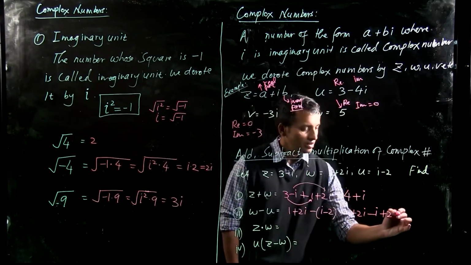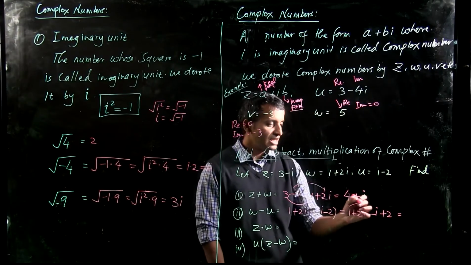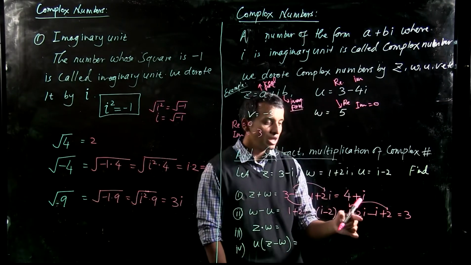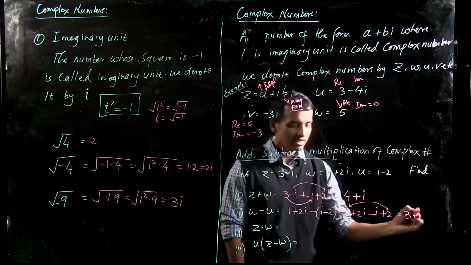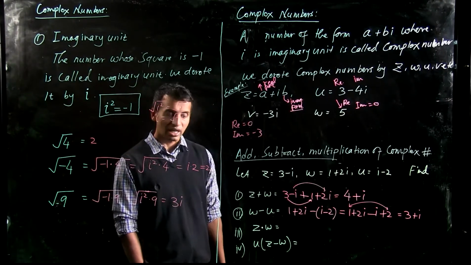So what do you get? There is 1 plus 2, because these are the like terms, right? You can add these two. 1 plus 2 is 3, and then 2i minus i is plus i. So W minus U is 3 plus i. This is how you subtract.